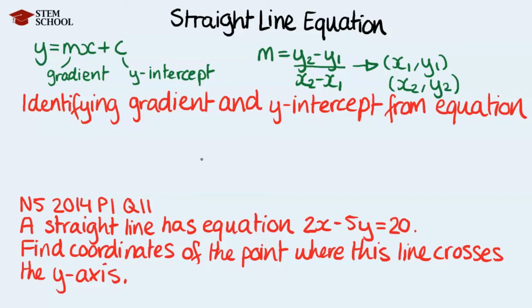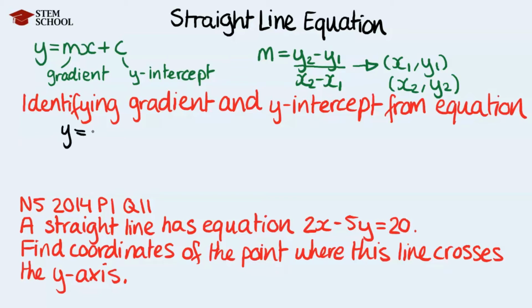Alright, so let's have a go at the first type of exam question you could get, and this is a case where you need to identify the gradient and the y-intercept from the equation of the straight line that you're given in the question, okay? Now I've written the two formulas that you need to remember: the equation of a straight line, y is equal to mx plus c, and then how to calculate the gradient, m is equal to y2 minus y1 all over x2 minus x1. Alright, so let's have a quick example here.